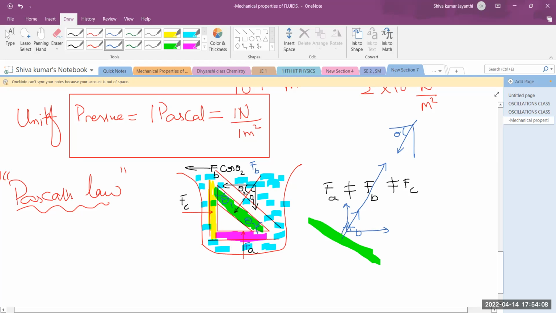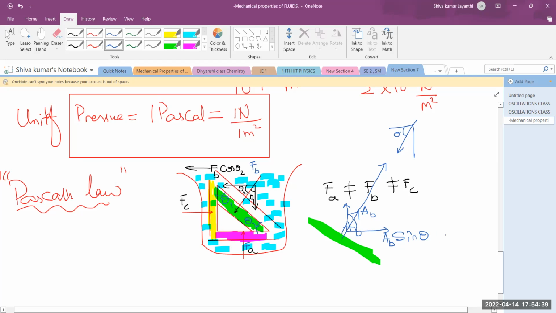How is it split up? One component this side, and one component this side. This is AB, which is called the area vector. The area vector is split up as two components. This is the cos component, and this is the sine component. AB sine theta, and AB cos theta.